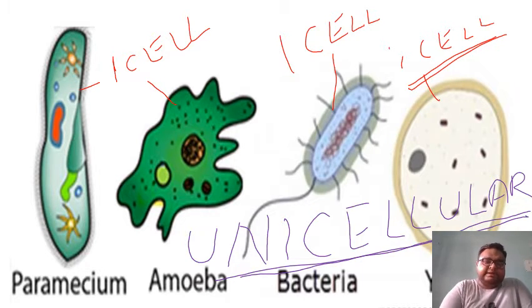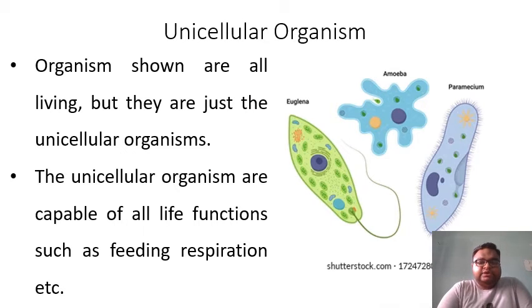Very good, students. Now let's proceed to our slide. These organisms are the unicellular organisms, and one very interesting thing about them is that they have just one cell. Imagine how many cells you have in your body. You might be having billions and trillions of cells. But there are some organisms that have only one cell, and those organisms are called unicellular organisms.